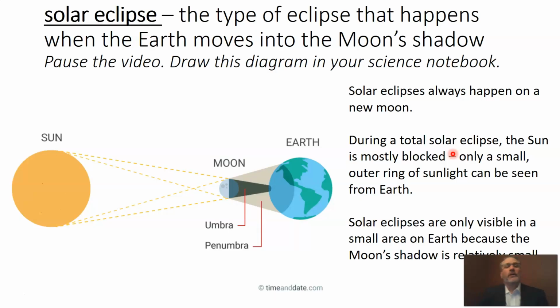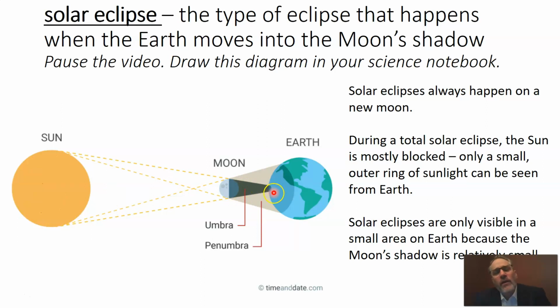So let's look at a solar eclipse, which is kind of the opposite of a lunar eclipse. This is the type of eclipse that happens when the Earth moves into the moon's shadow. So here's our alignment. Here's our light source, the sun. We can see that we have our moon, and the moon shadow. Here's our umbra for the moon.